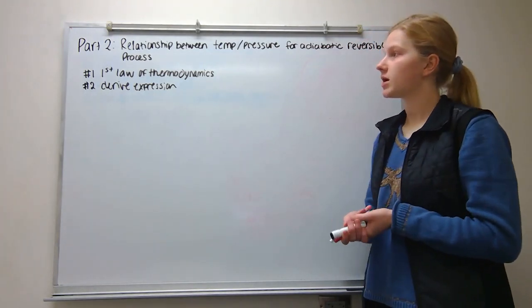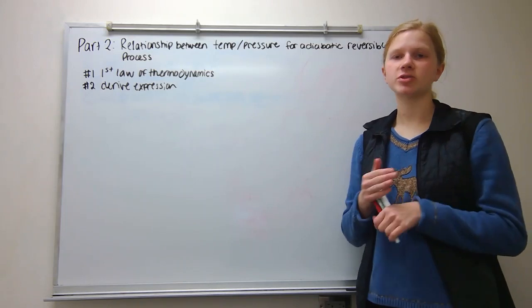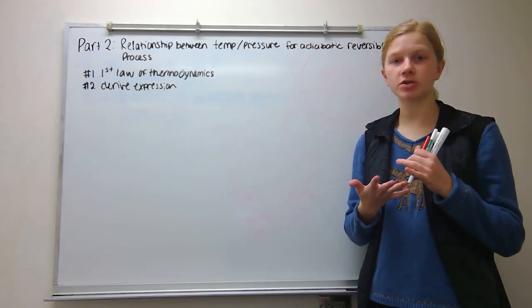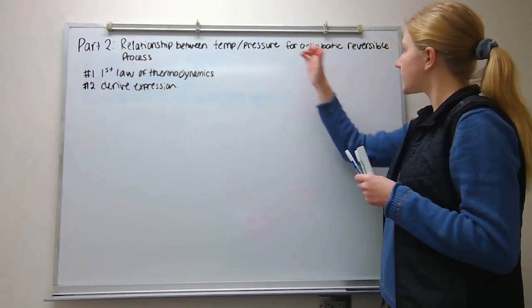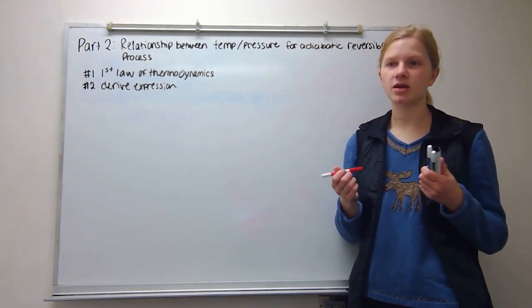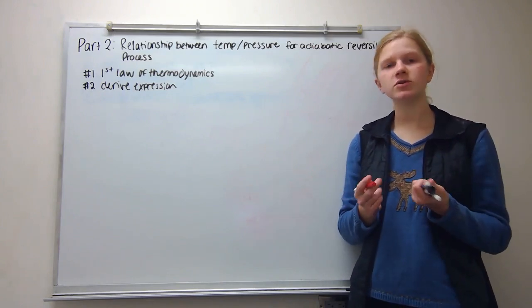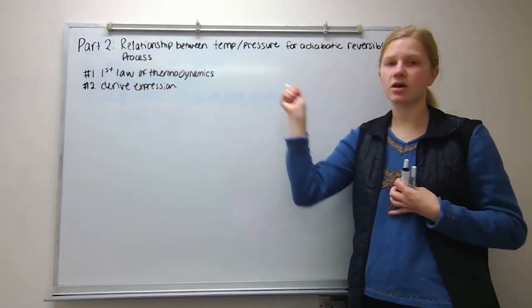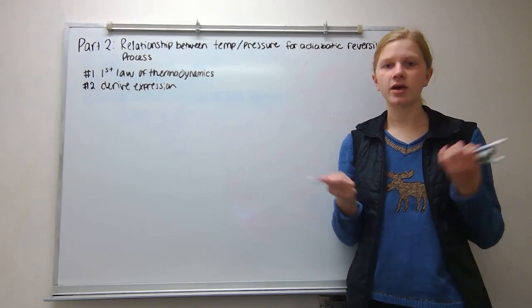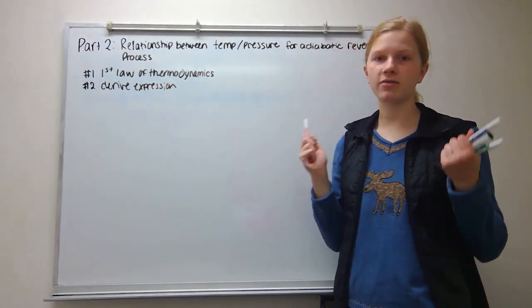Part two includes, we're going to derive an expression that relates temperature and pressure, and we're going to do it for an adiabatic reversible process, which is essentially just a process in thermodynamics where there is no heat transfer. So I'm going to write the first law of thermodynamics, and then you'll see how it all applies.